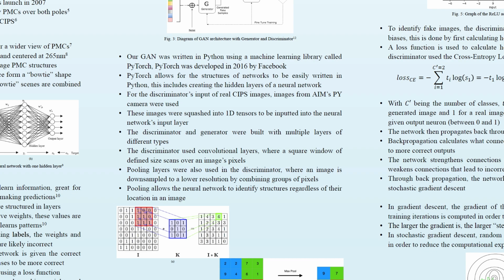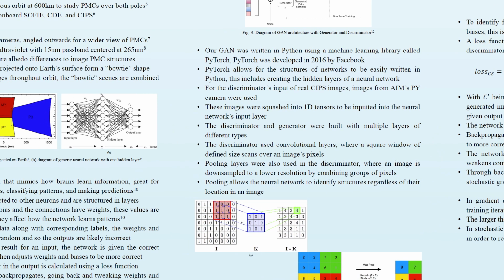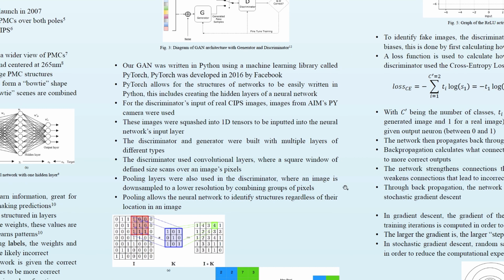If you were to write it from scratch, it would be very difficult, so it gives you the ability to write networks. It's a little simpler to write and more powerful. And that includes making the hidden layers like we have over here in this diagram. You create your layers and your types of layers, and that's what we use PyTorch for.